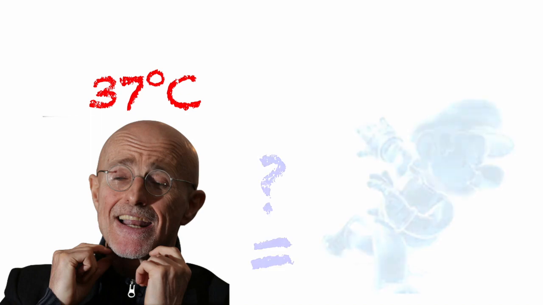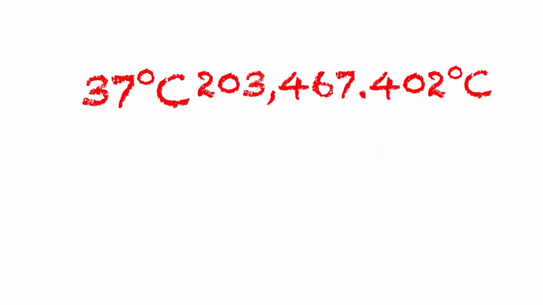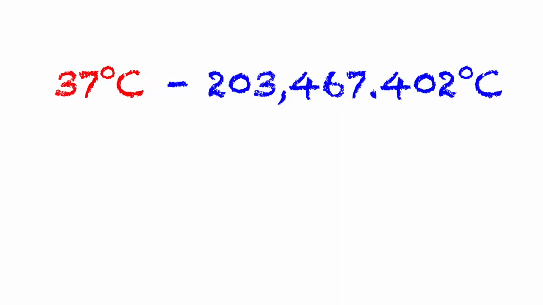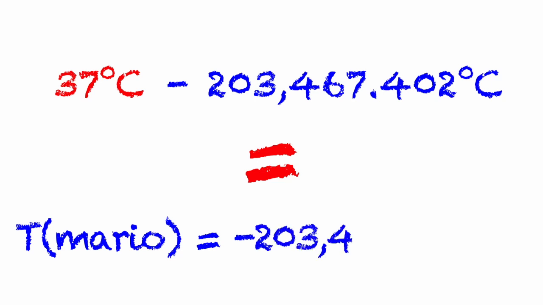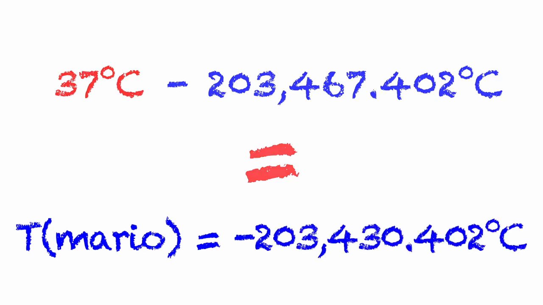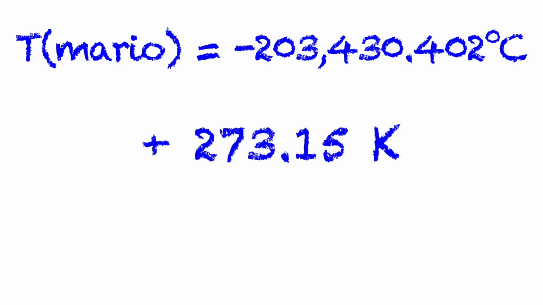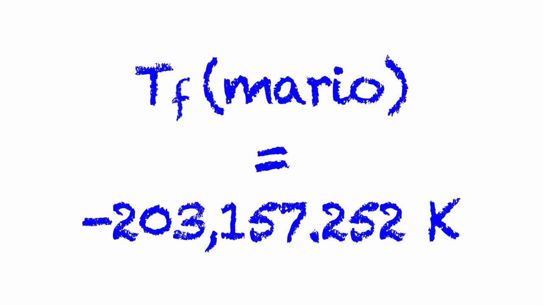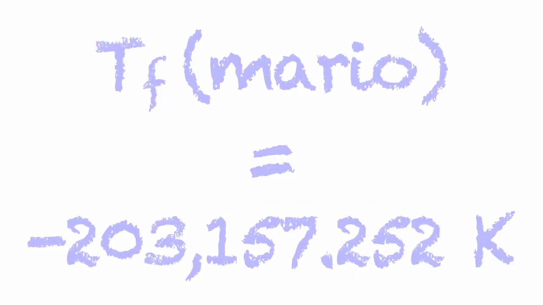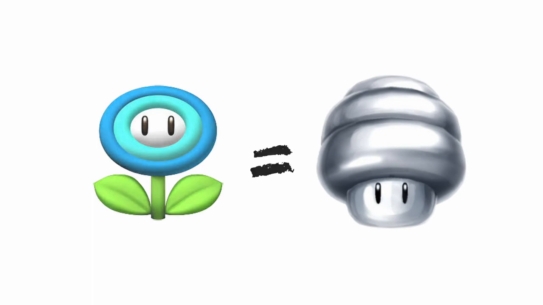Now, a healthy human temperature is 37 degrees Celsius, assuming that Mario is healthy in the first place. Since these 200,000 degrees make Mario colder, to find his temperature we will need to subtract that from 37, which gives us a final temperature of Mario being negative 203,430.402 degrees Celsius. Now we need to convert this into Kelvin by adding 273.15 degrees, and the number doesn't even budge. Mario goes down to negative 203,157.252 Kelvin.